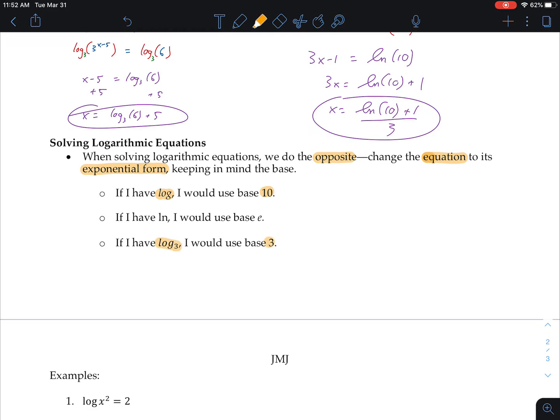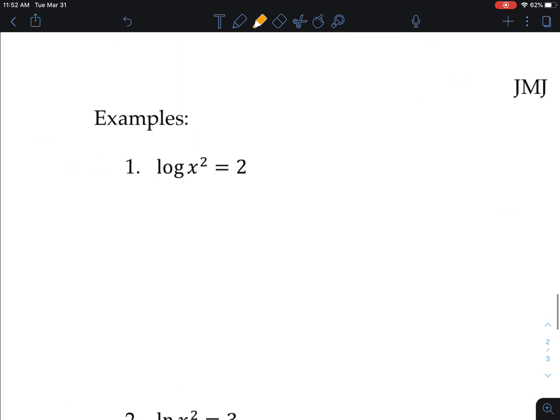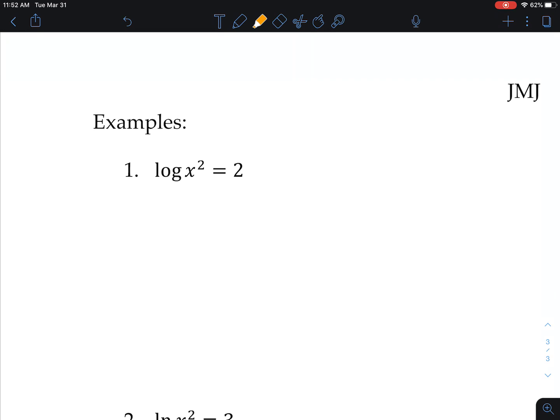Log base 3, obviously that's base 3. Here's my ln and there's my e. So it's the same idea, just we're kind of working backwards. Okay, so looking at this one. This base, although we can't see it, it just says log, so we know this base is a 10.